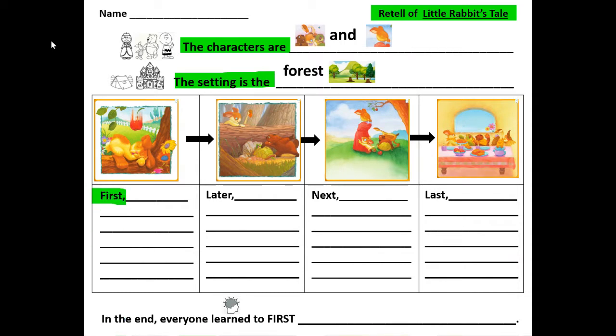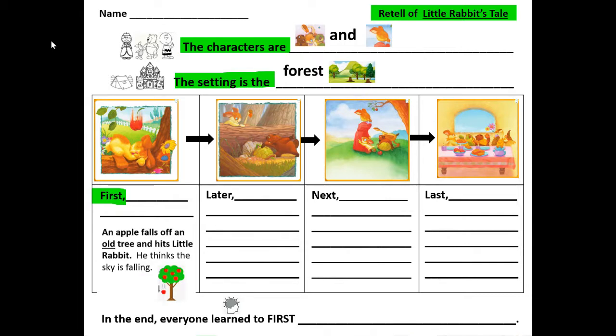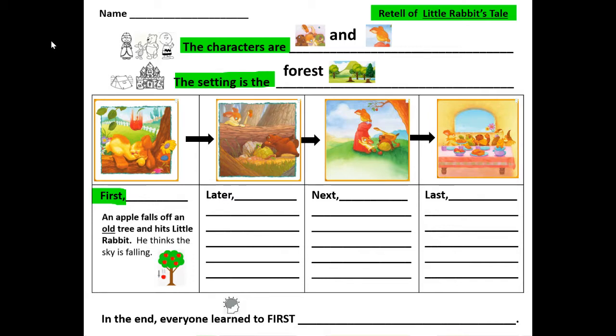So first, what happened to Little Rabbit? First, Little Rabbit, tell me what's happening in that picture. Well, first, an apple falls off an old tree and hits Little Rabbit. He thinks the sky is falling. So first, an apple falls off an old tree and hits Little Rabbit. He thinks the sky is falling.